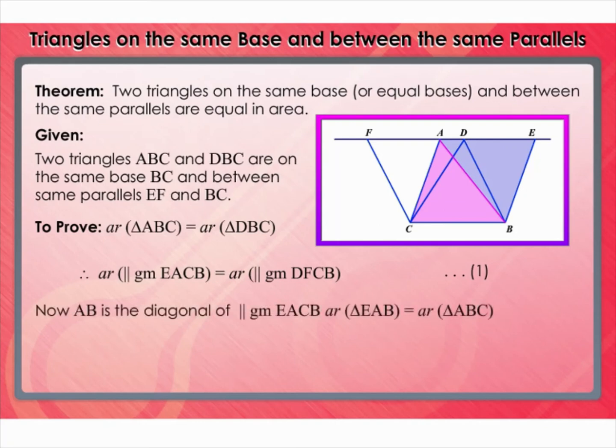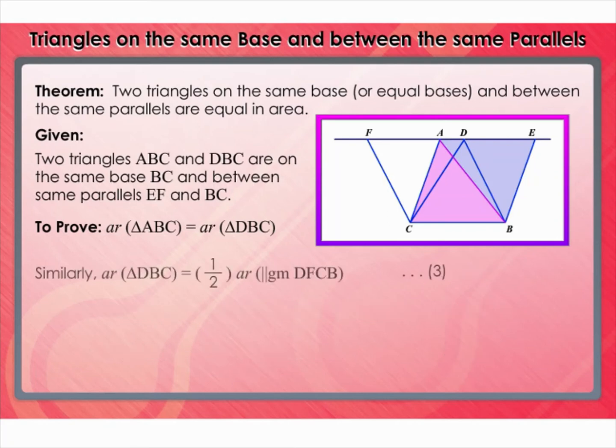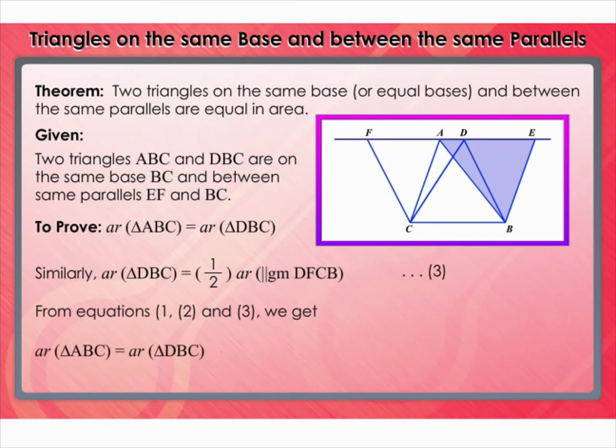Now, AB is the diagonal of parallelogram EACB. Area of triangle EAB is equal to area of triangle ABC. Area of triangle ABC is equal to half of area of parallelogram EACB. Denote this as equation 2. Similarly, area of triangle DBC is equal to half of area of parallelogram DFCB. Denote this as equation 3. From equations 1, 2, and 3, we get the area of triangle ABC is equal to area of triangle DBC. Thus, the theorem is proved.